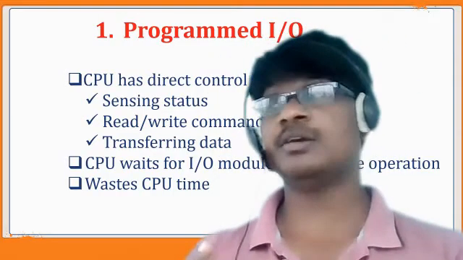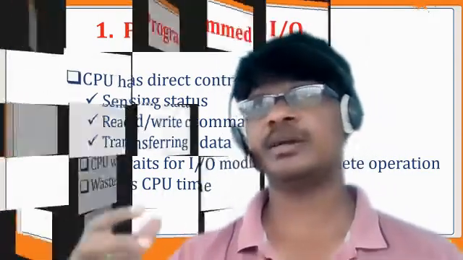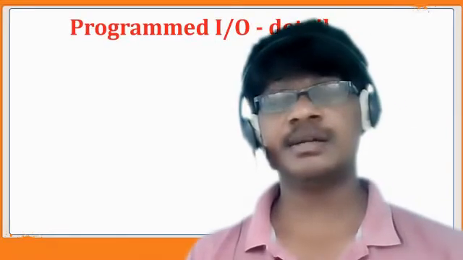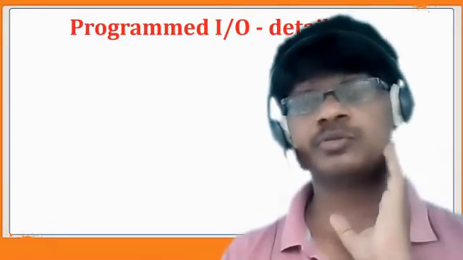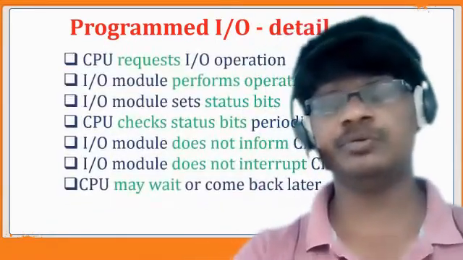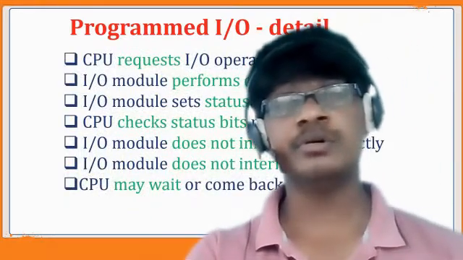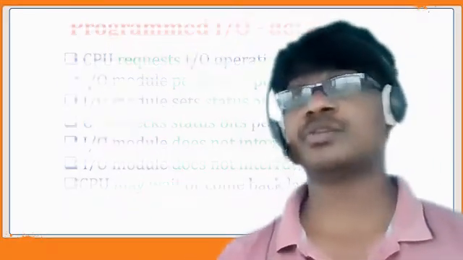If the programmed IO is doing some kind of operation, some kind of data transfer, the CPU has to wait. It will not interrupt the programmed IO. So that wastes the CPU time. So what is the operation of the programmed IO?